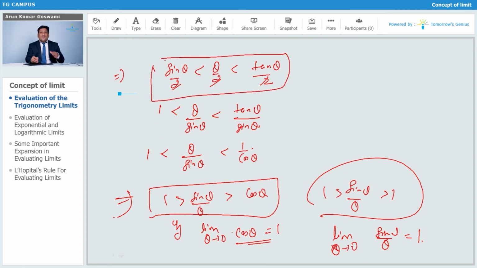Now if I want to find tan theta by theta, again, instead of dividing this equation, I'll divide this equation by tan theta and do the same procedure, and I'll get the same answer. So I hope you got this. Try all these formulations, and you'll definitely get the answer by the same method. Okay.